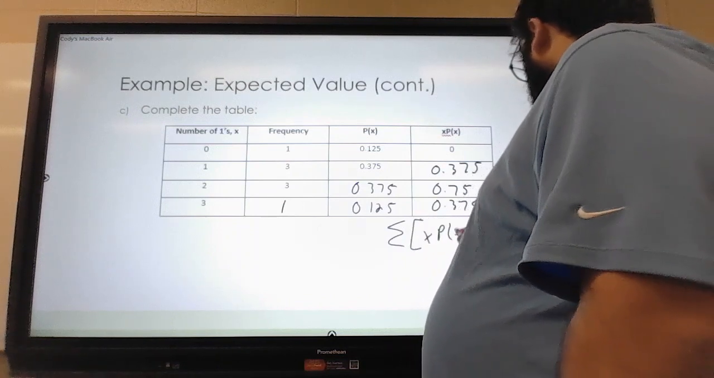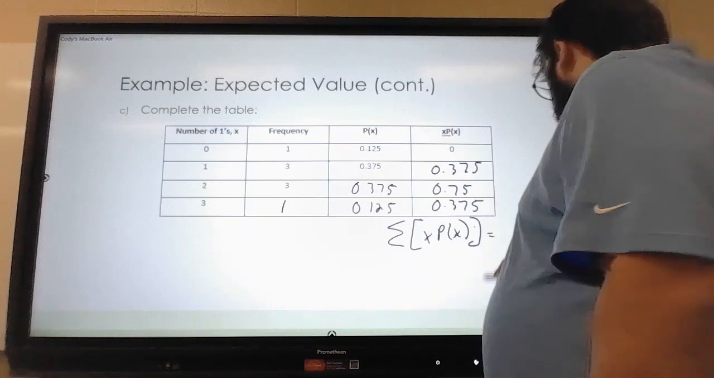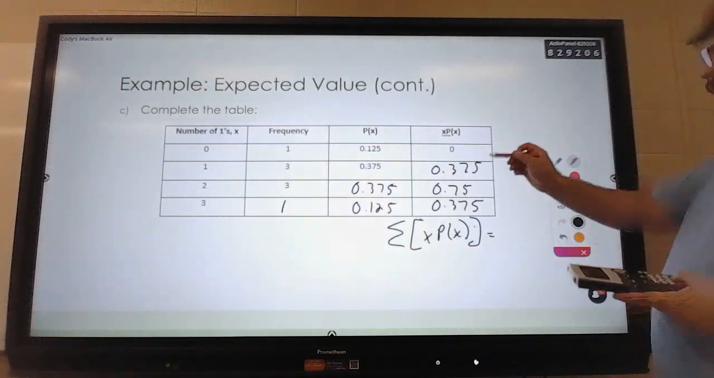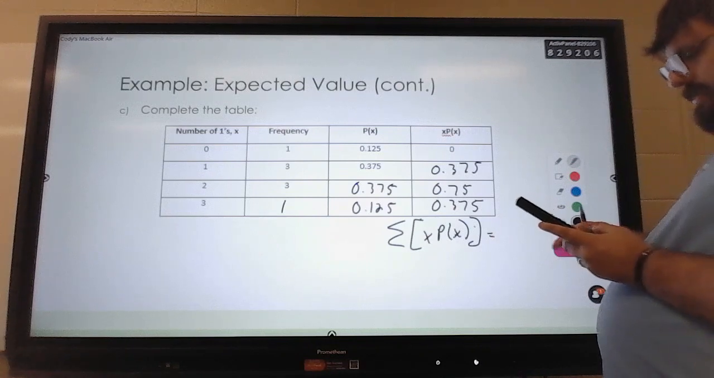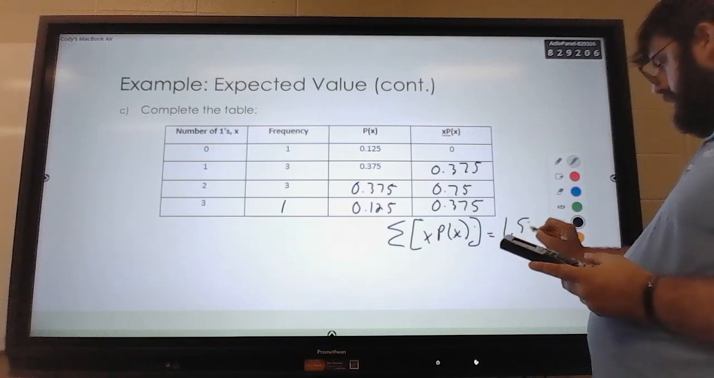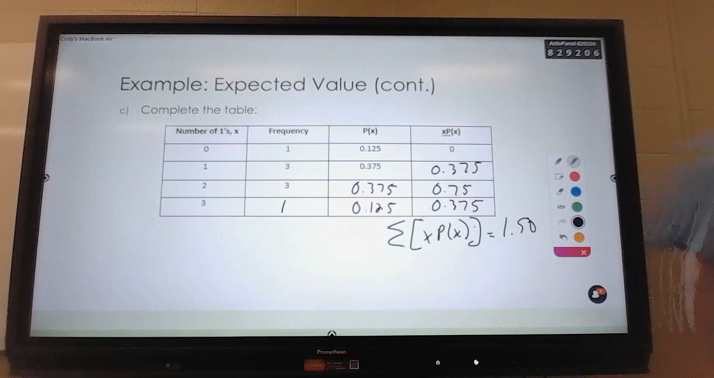X, P of X. So I want to add these up. So 0 plus this plus this plus this. And I get 150. And again, this is the expected value. These are your expected earnings.